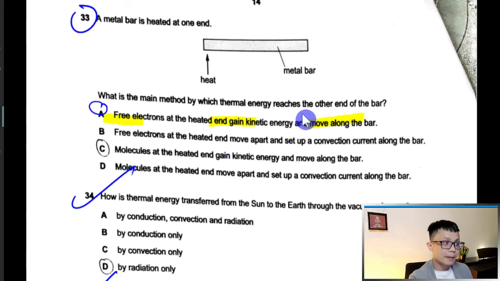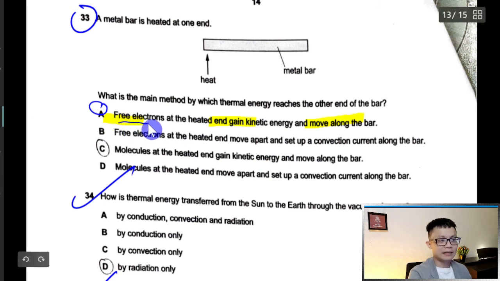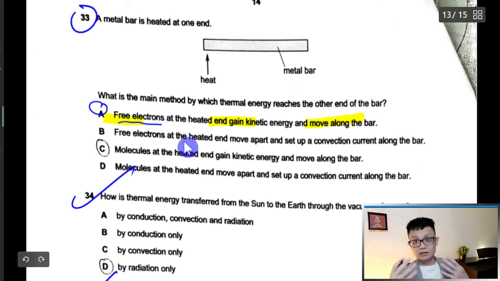Okay, not molecules. Molecules at the heated end gain kinetic energy and move along. But when we're talking about heat, free electron is the better word, because free electrons can actually move, especially in a metal bar. A metal bar has free electrons, so metal is a good heat conductor because the free electrons help transfer the heat in terms of energy. Take a brick, for example. A brick doesn't really have free mobile electrons. A brick doesn't conduct electricity, so the heat transfer is slower.